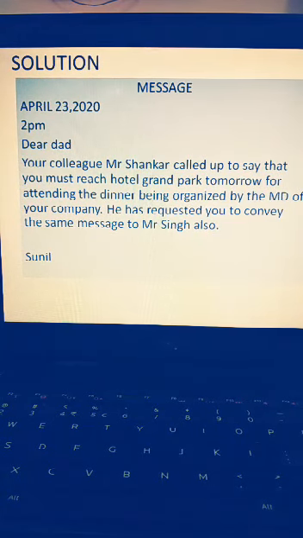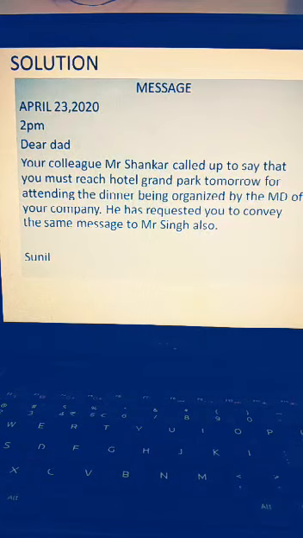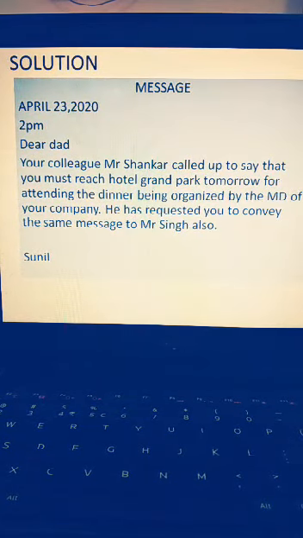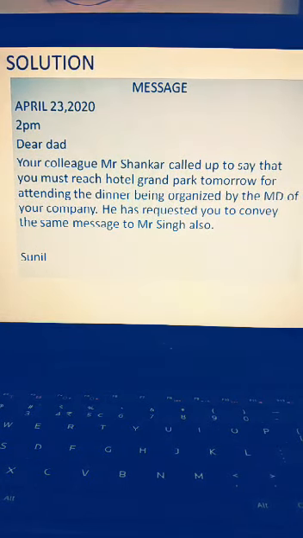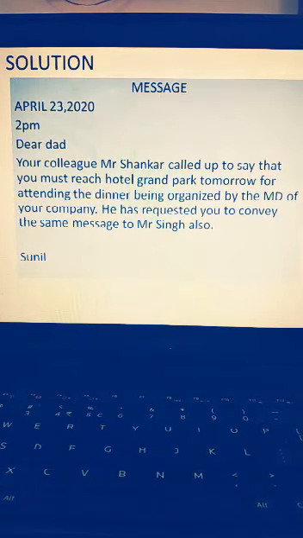And then he has requested to convey the same message to Mr. Singh. You can put this also, just to elaborate if you want. And then at the left side, you put the signature. Okay, so this is the way you write the message.